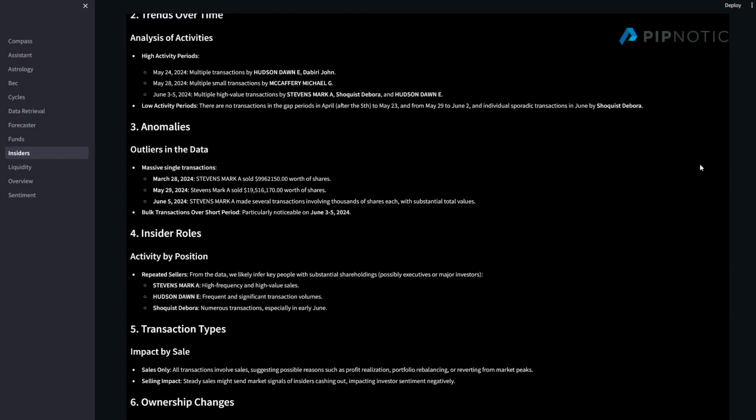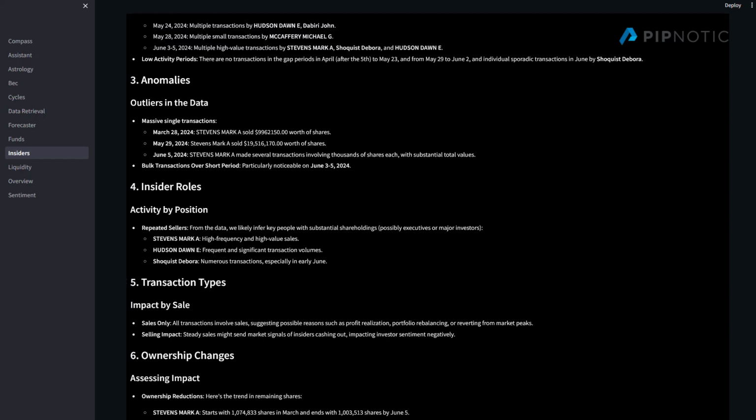And then this is kind of cool here. Insider roles. Repeated sellers from the data. We can likely infer key people with substantial shareholdings, possibly executives or major investors. Okay, so Mark Stevens, high frequency and high value sales. So Mark Stevens is selling a lot of his stock, as is Dawn Hudson and Deborah Shoquist.